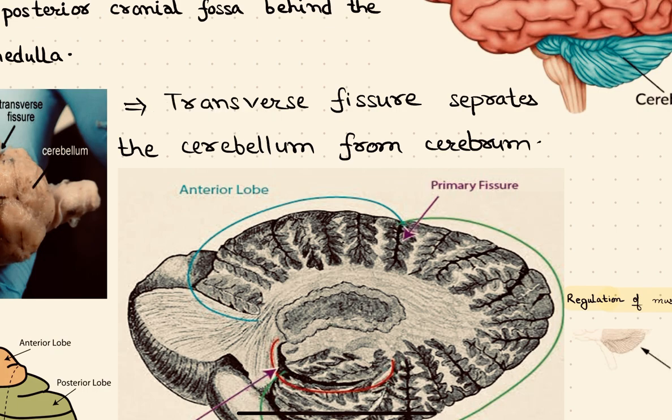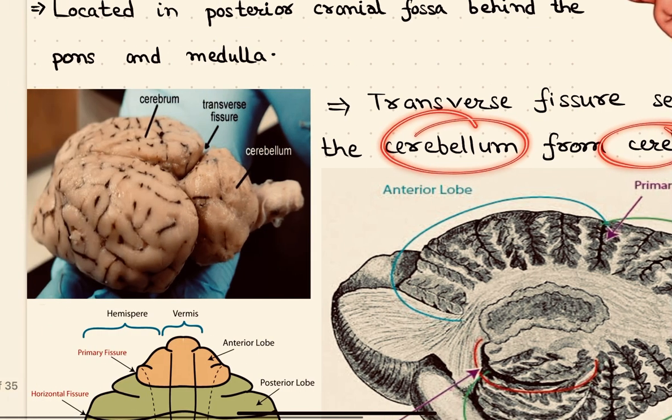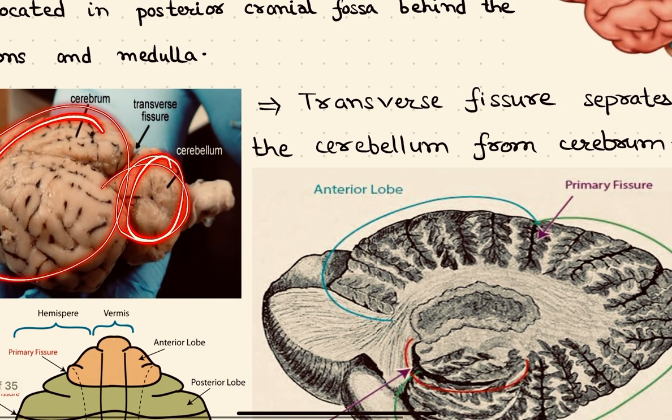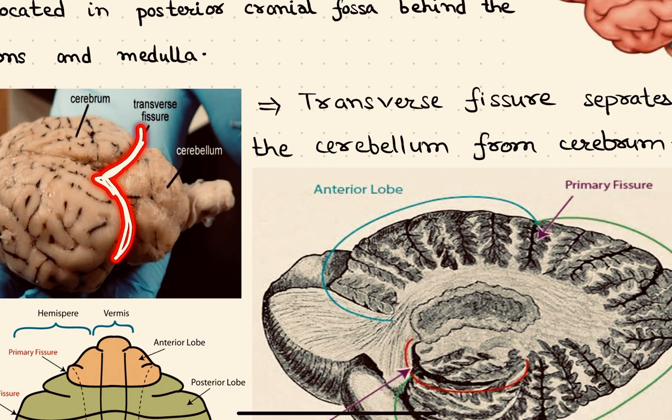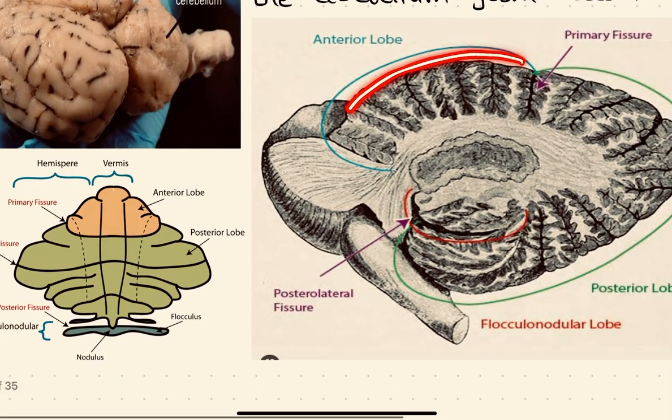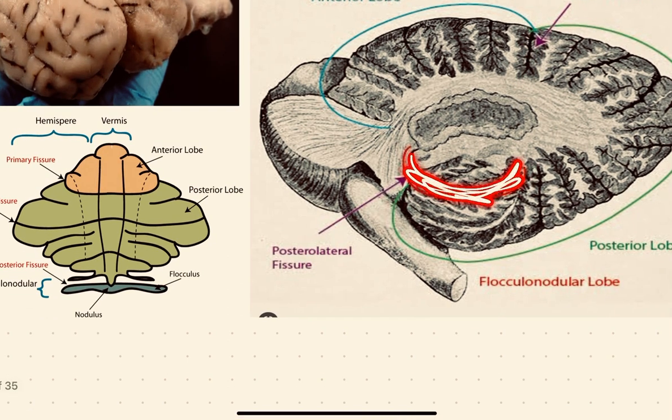Transverse fissure is nothing but it divides the cerebellum from cerebrum. Like this region is the cerebrum and this is the cerebellum. So this transverse fissure divides the cerebellum from cerebrum, and into this transverse fissure a structure of dura mater gets inserted, and that structure of dura mater is known as tentorium cerebelli. Tentorium cerebelli. As I discussed, this was the anterior lobe and this is the posterior lobe. Anterior and posterior lobe are separated by fissure prima or primary fissure. This is the flocculonodular lobe which is separated from the whole cerebellum by posterolateral fissure.